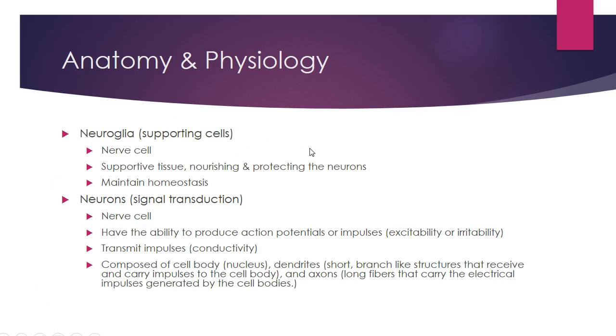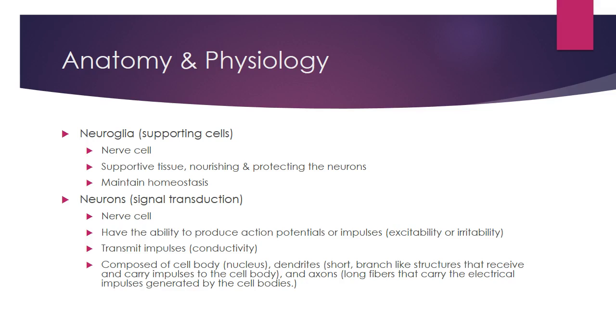Some more A and P for you. We have two types of cells. We have the neuroglia and we have the neuron. The neuroglia is a supporting cell, and it can also regenerate. It's a nerve cell that supports tissue, nourishes, and helps to protect the neuron. And it helps to maintain homeostasis. It's because of the regeneration of the neuroglia that the brain is actually able to regenerate when it has injury to it, which is awesome.